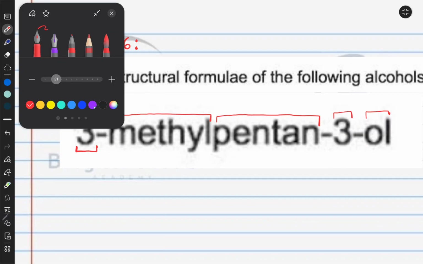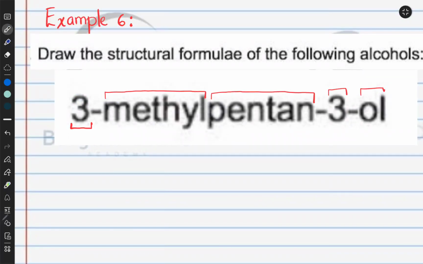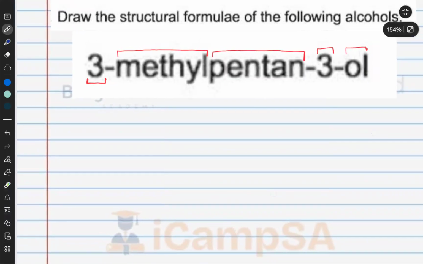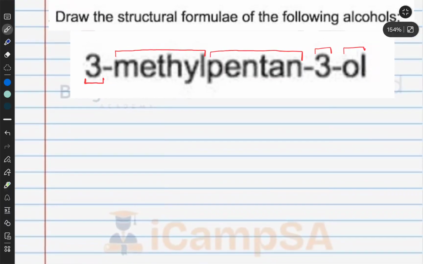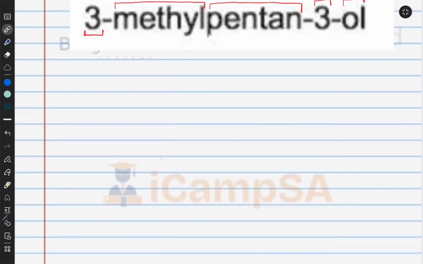So now let's go ahead and do it. I always start with the parent chain, and I just draw a straight parent chain, and I make sure it has exactly as many carbon atoms as the name says. Okay, so according to this name, since it's pent, it means it will have 5. So we'll have 1, 2, 3, 4, and then 5.